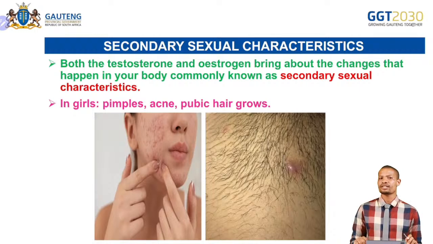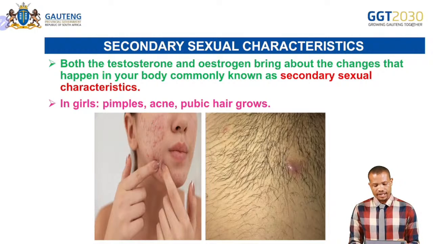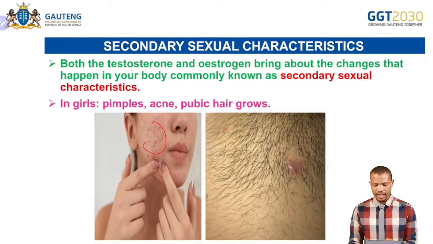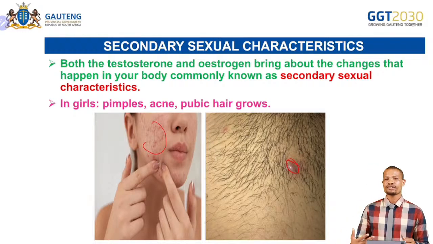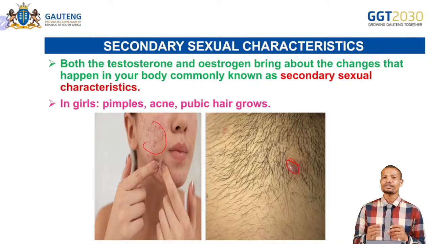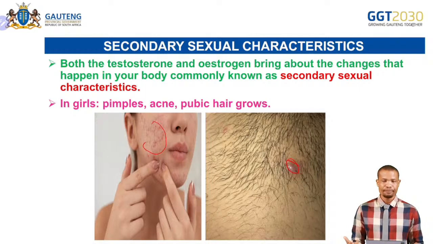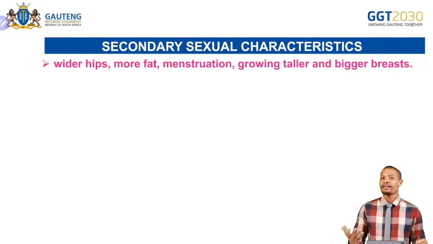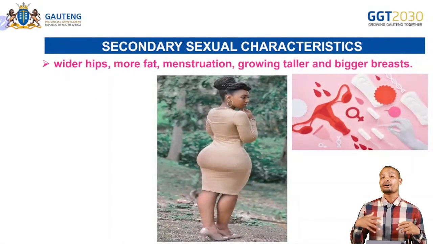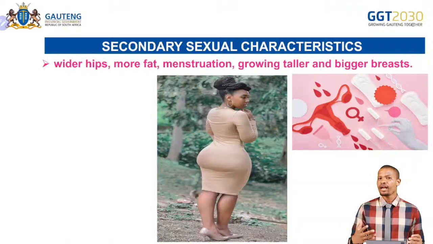Now, they are not limited to this, but these are the first two examples that I'm going to look at. You will see the appearance of pimples on your face, the appearance of pubic hair, and some acne, okay, on your skin, which is nothing but an ingrown hair that grows under your skin, causing it to form a pimple, okay? Right. Another example would be widened hips, more fat, menstruation, and some females will grow taller, but most females are short, okay?